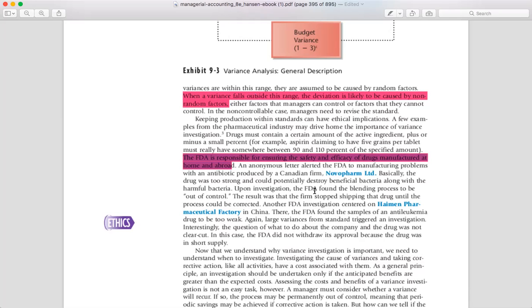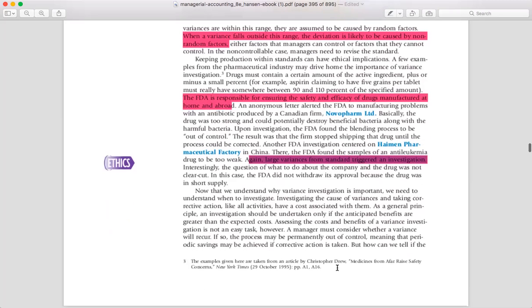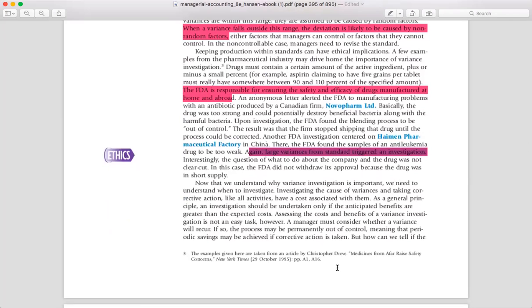Another investigation, at a center in China, the FDA found samples of an anti-leukemia drug to be too weak. So again, the large variances from the standard triggered investigation. Interestingly, the question of what to do about the company and the drug wasn't clear cut. The FDA didn't withdraw its approval because the drug was in very short supply. So now we can see why variance investigation is important, because we need to understand when to investigate.